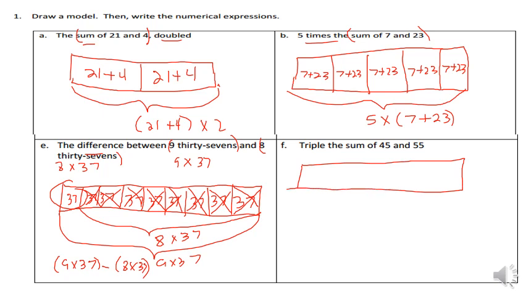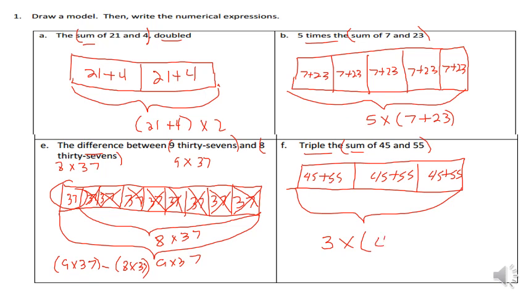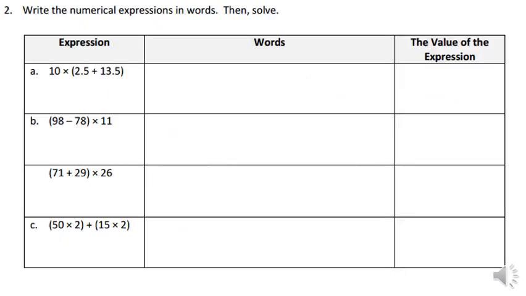On F, it says triple the sum of 45 and 55. So it says triple, so now I'm going to split it up into thirds. And the sum being an addition problem, so we have 45 plus 55. Now for the algebraic expression, it says triple the sum, so 3 times the sum, which is 45 plus 55.